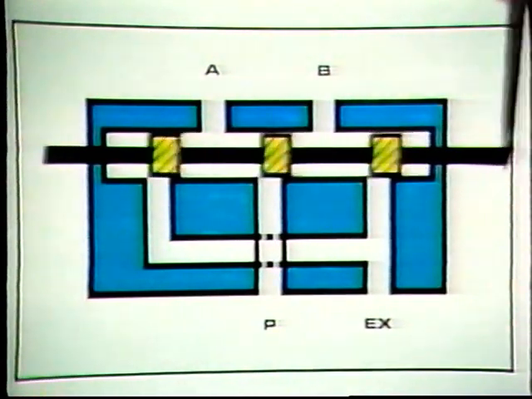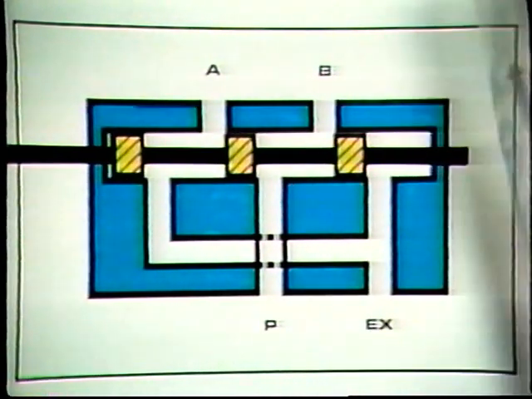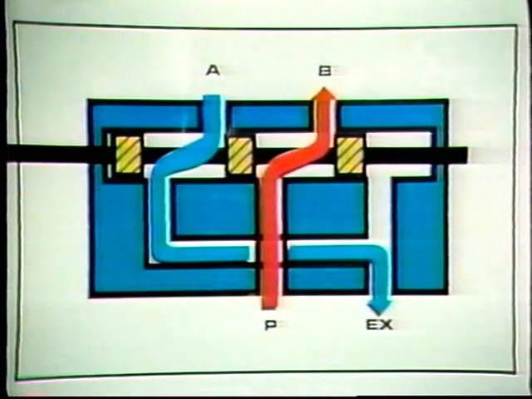And if we move the spool to this position, port B is now connected to the supply, while port A is connected to the exhaust. Let's see how this can be used to control the direction of an actuator in a simple pneumatic circuit.